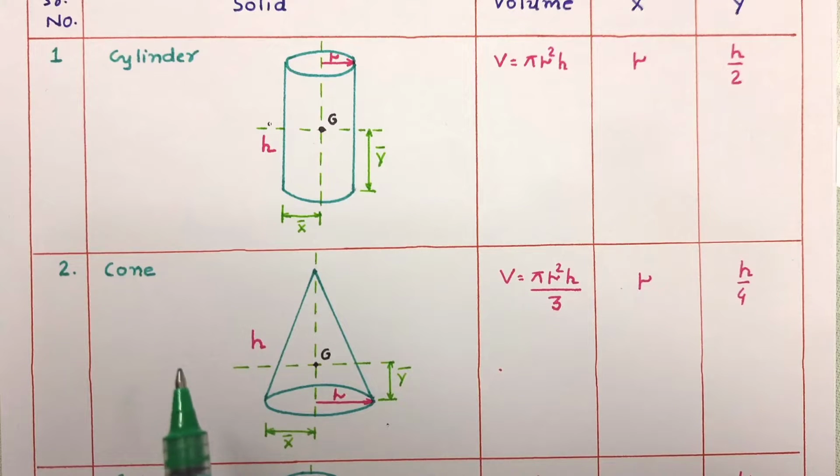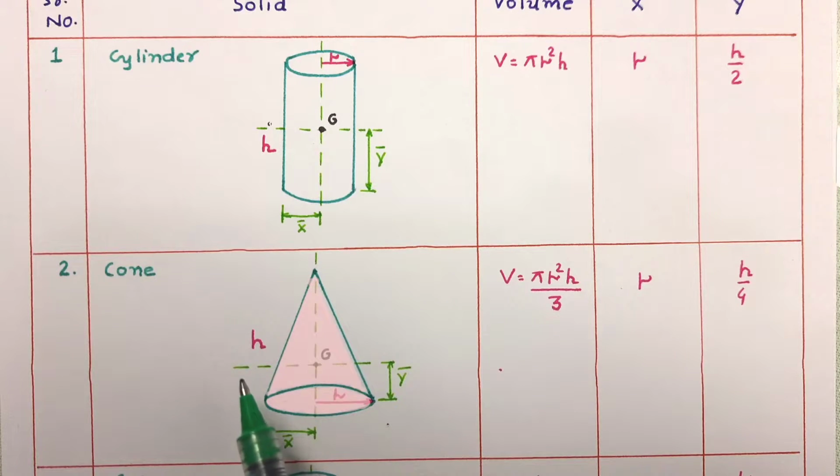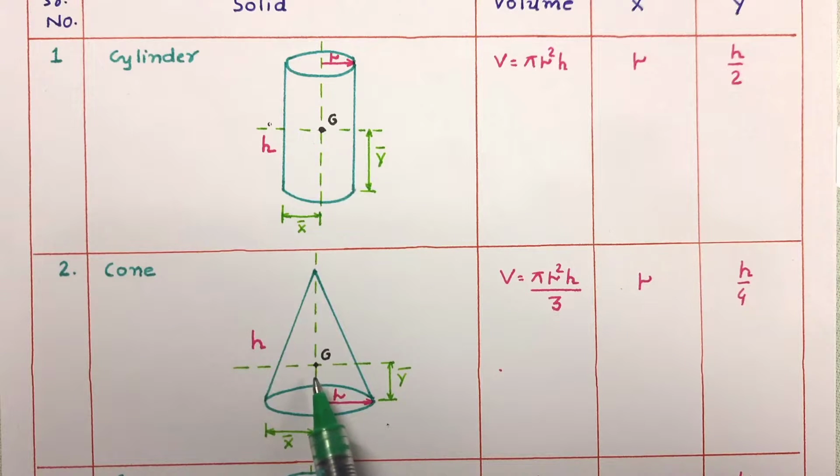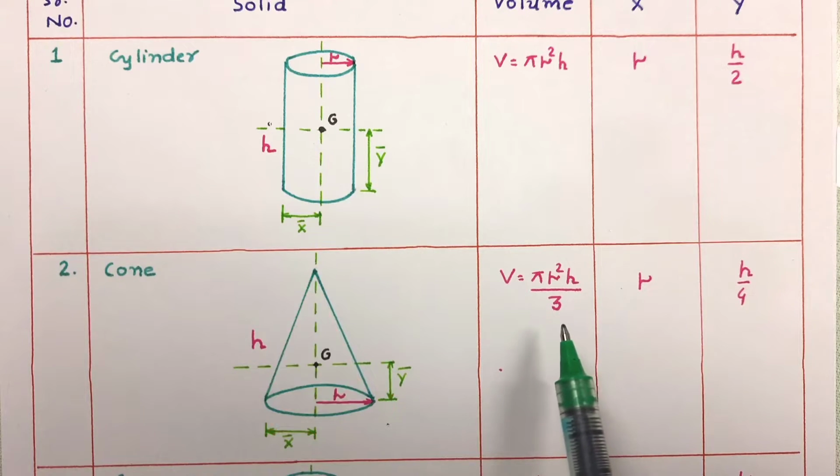The second solid is cone. Here in this figure, the cone has been shown, which is having radius r and height h. G point that denotes the centroid of cone, which is at x bar distance along x-axis and centroidal distance along y direction is y bar. So we know the volume of cone will be equal to pi r square h by 3.